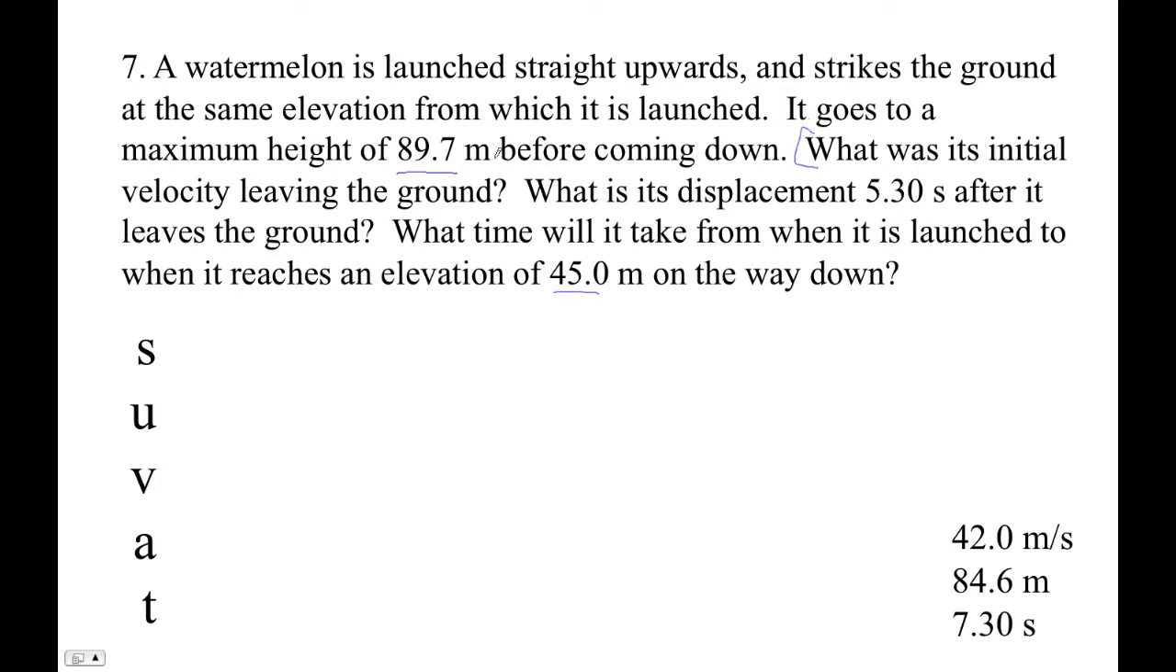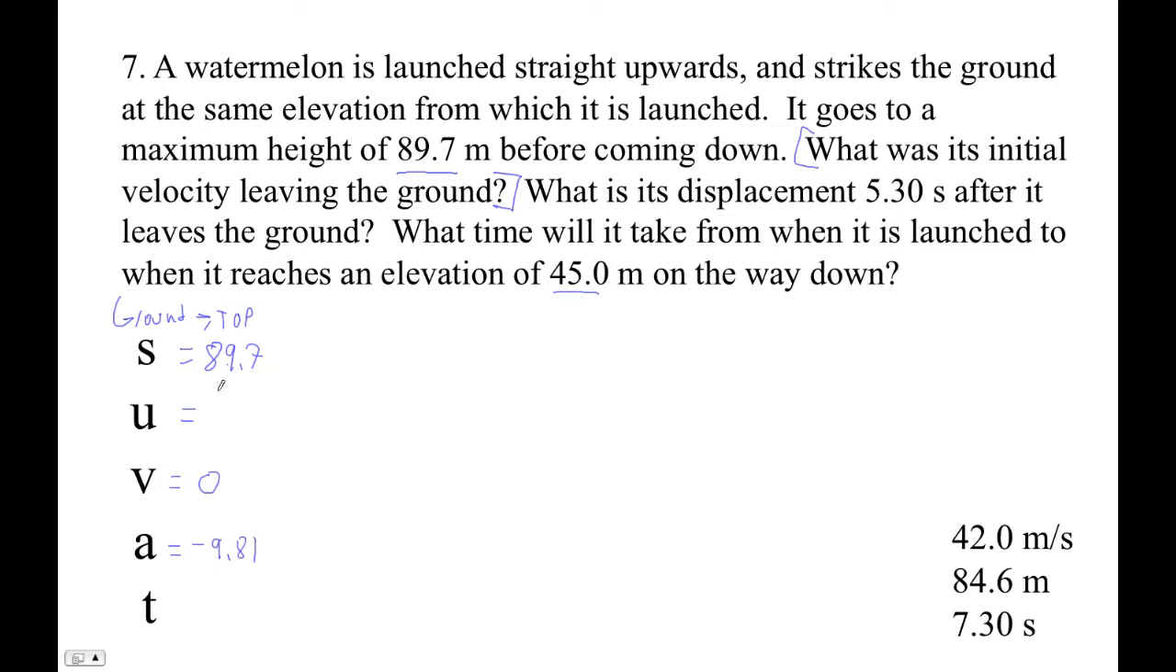So let's go this guy first. We've got to do three SUVATs. I'm going to go from the ground to the top. At the top, the displacement is 89.7. The initial velocity is, wouldn't we like to know, right? Final velocity at the top is 0 because it's at the top. That's what top means. Acceleration is negative 9.81. Okay, and now we're set.